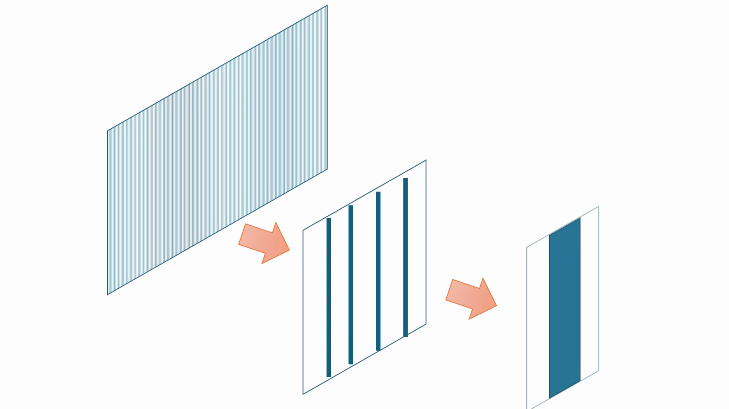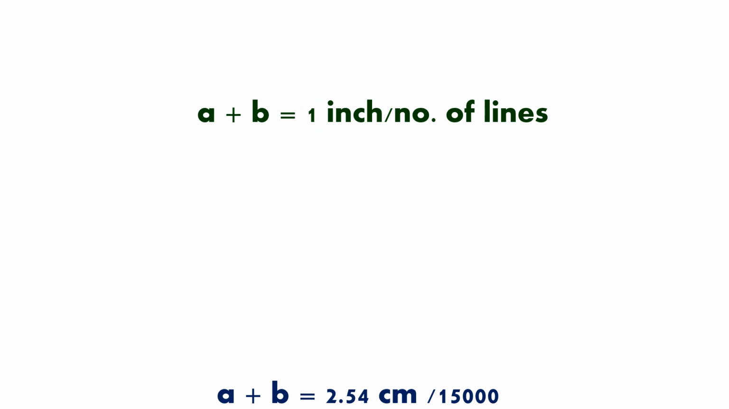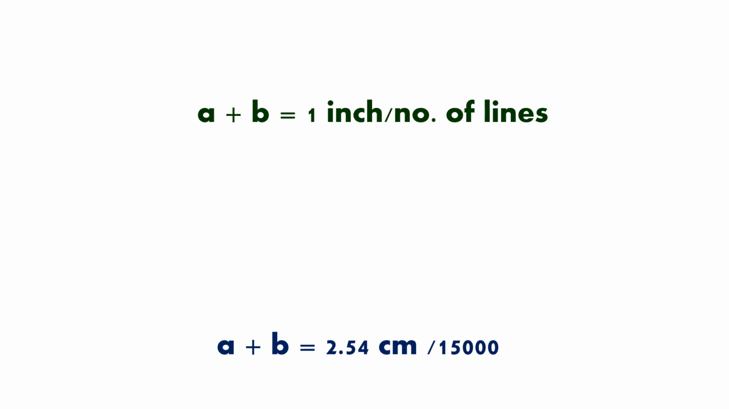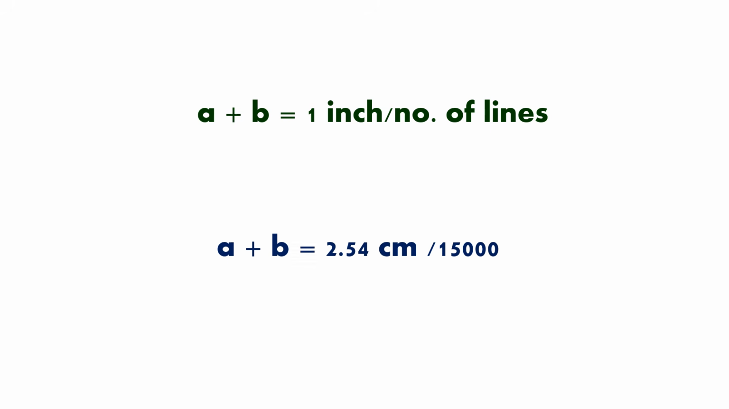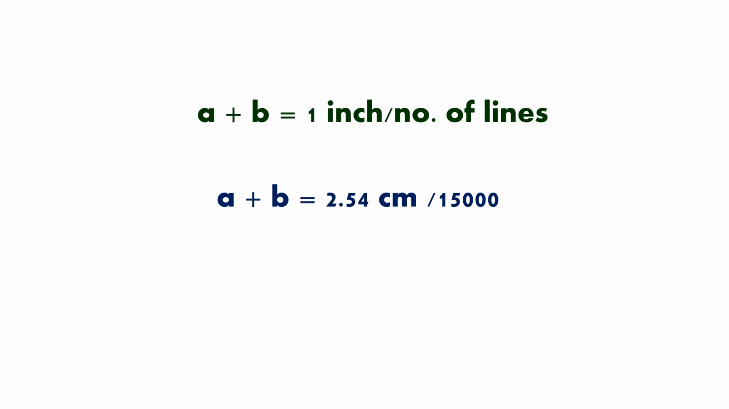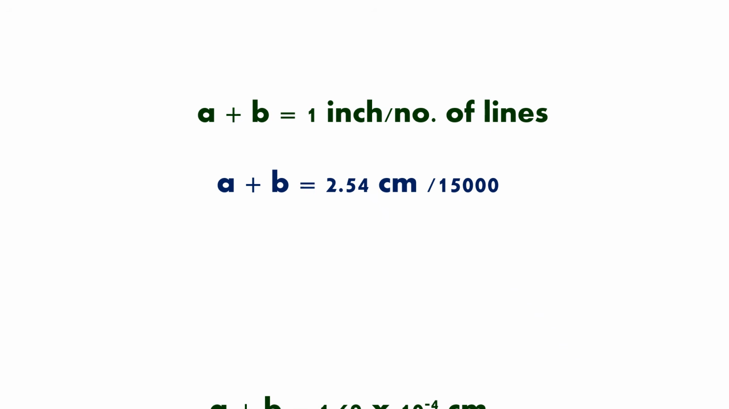Now see, if the distance between the two scratches is denoted as A, and B is the width of the scratch, then A plus B is termed as the grating element or grating constant. Therefore, to calculate the value of A plus B, we need to see how many lines are drawn over a particular area. A plus B is equal to 1 inch divided by the number of lines. Suppose a grating has 15,000 lines in 1 inch. 1 inch is nothing but 2.54 centimeters. Therefore, A plus B is equal to 2.54 divided by 15,000. If you do the calculation, it is 1.69 times 10 to the power minus 4 centimeter.